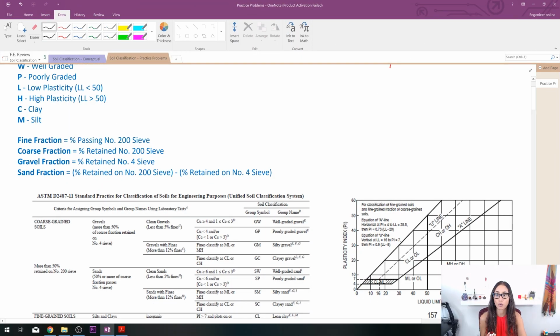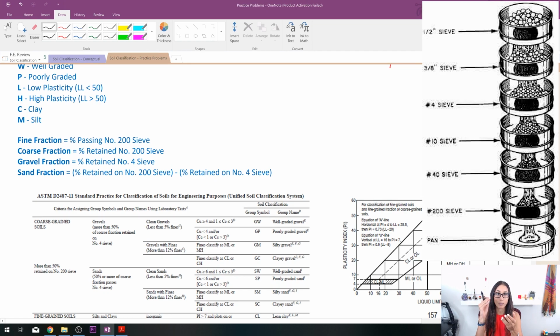Another term I would like to go over is the fractions. These are really important because a lot of times you find them in the question, and if you don't understand what they mean, it's really hard to solve. Fine fraction just means the percentage that passes sieve 200. If you remember from my previous video on sieve analysis, the 200 was the last one before the pan. Whatever passes the 200, the soil that gets into the pan, is the fine fraction. Whatever stays on sieve 200 is the coarse fraction.